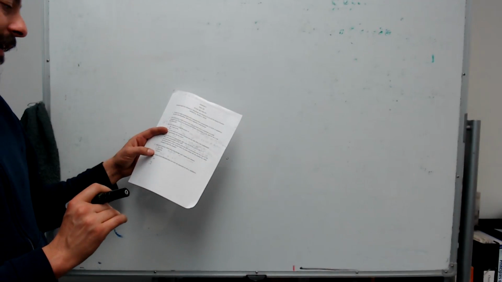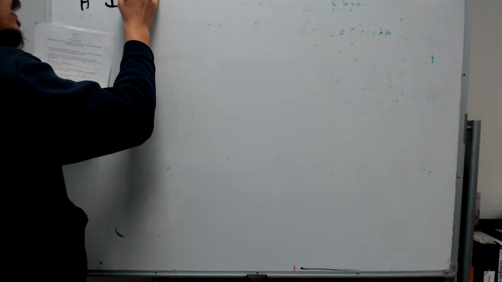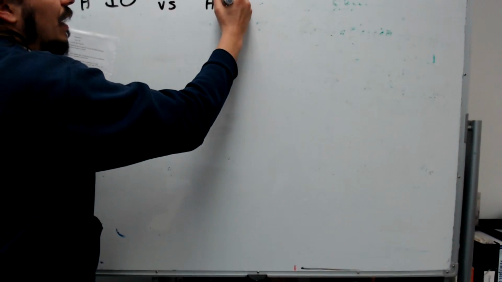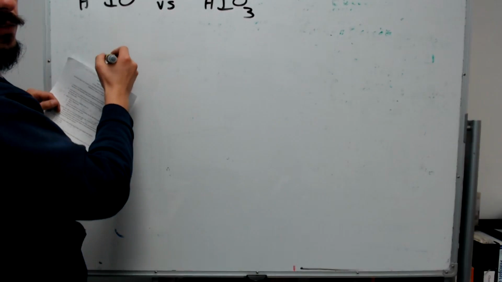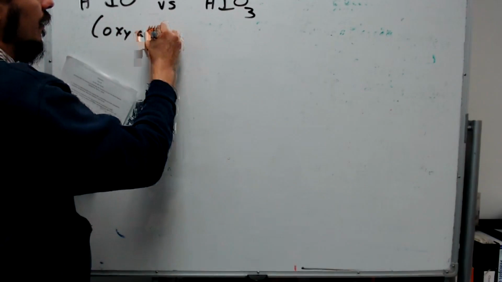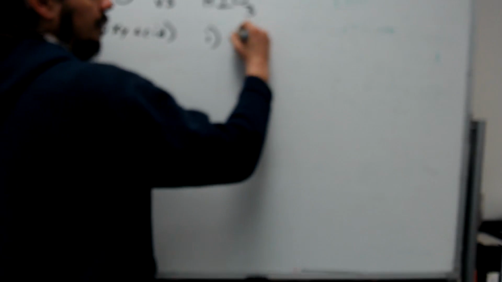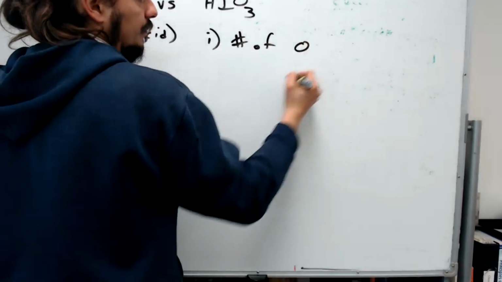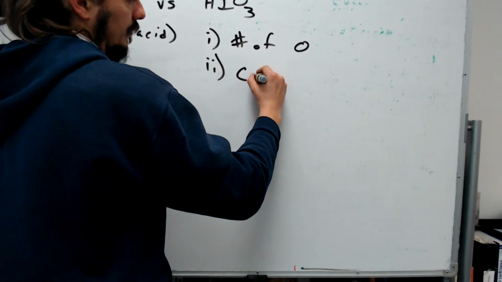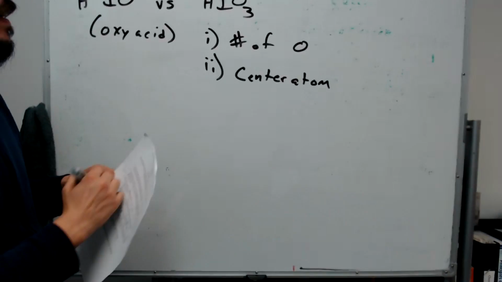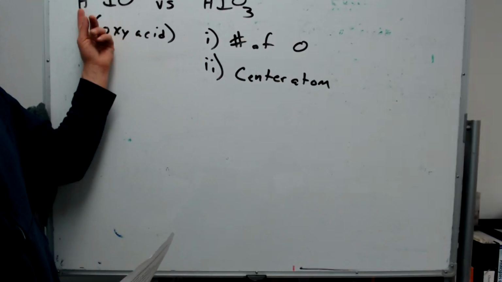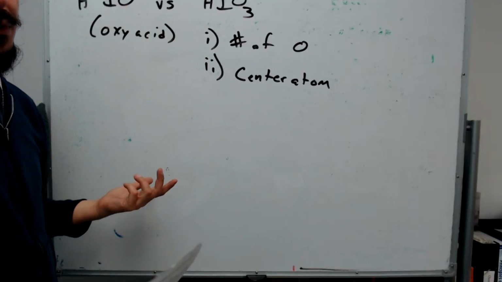Okay, we actually don't have to draw these out to tell. So when we look at HIO versus HIO3, we can recognize that both of these are oxyacids, which means there's two things that matter for how acidic they are. We've got the number of oxygens, and remember it's not just straight the number of oxygens. It's the number of oxygens relative to the number of hydrogens.